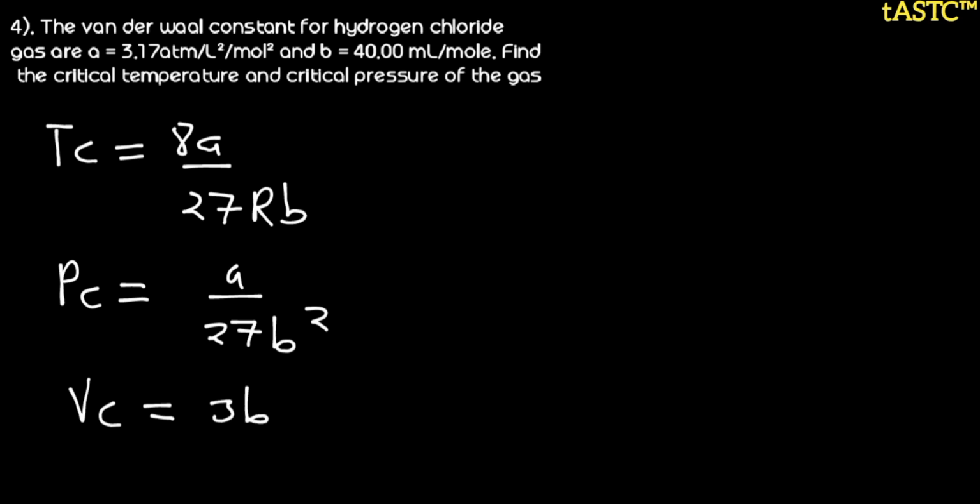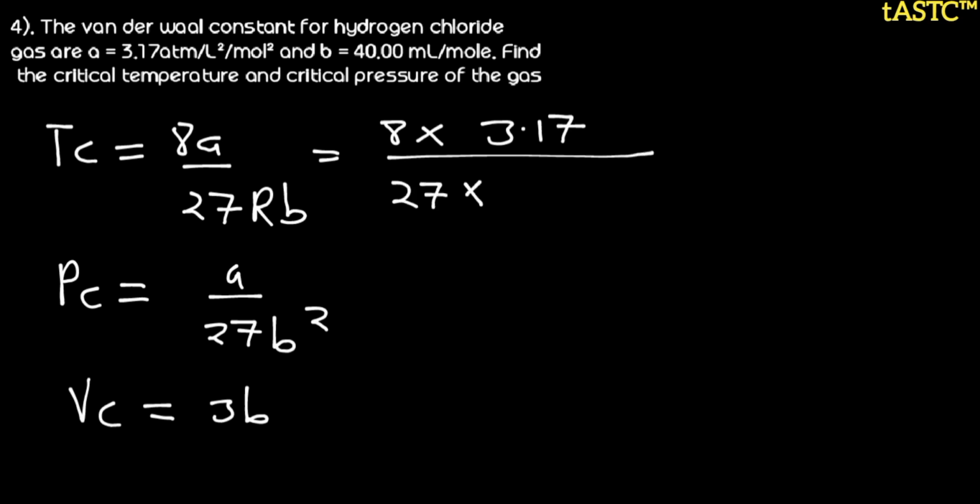So in this case, we actually need to find out what TC is. So obviously, we're going to use this formula. That will be 8 multiplied by A. Now, A in this case is 3.17. So this is divided by 27 multiplied by R. Now, what is R? We were not given. But for the fact that we're using these formulas, or units rather, we're going to use 0.0821 for it, because this is the one which has a liter, atm, and so on associated with it.